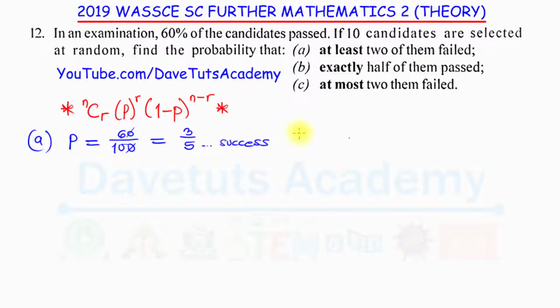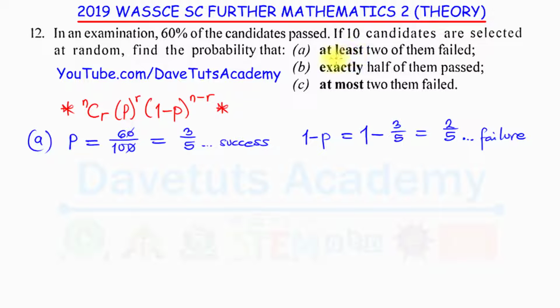And if that is the case, then the probability for failure, which I'll call 1 minus P, or I can call it Q, is going to be 1 minus the probability for success, which is 3 over 5. In that case, that will be 2 over 5. So this is the probability for failure, and that's what we are going to be using in this binomial expression, like n combination R. P we have gotten to be 3 over 5, then 1 minus P will be 2 over 5.